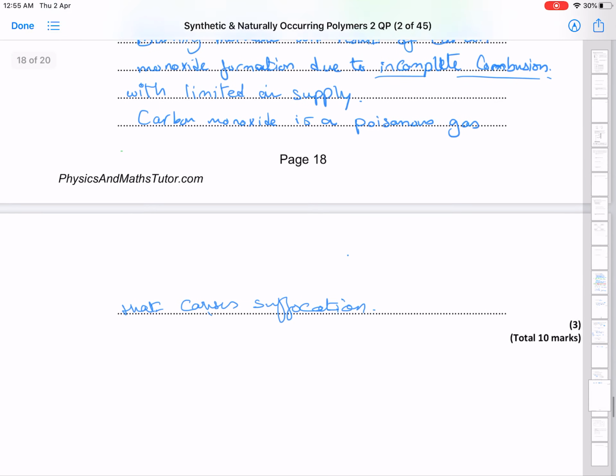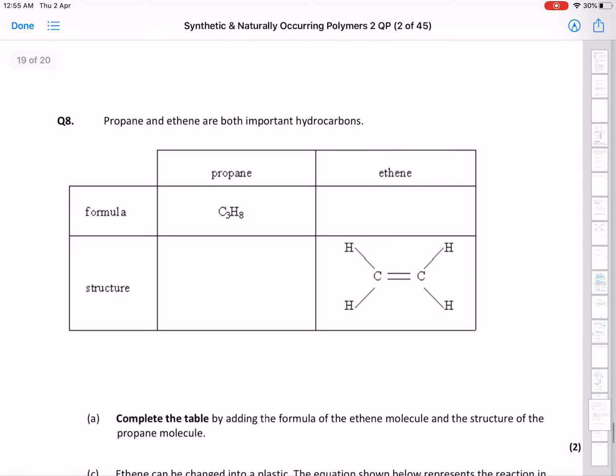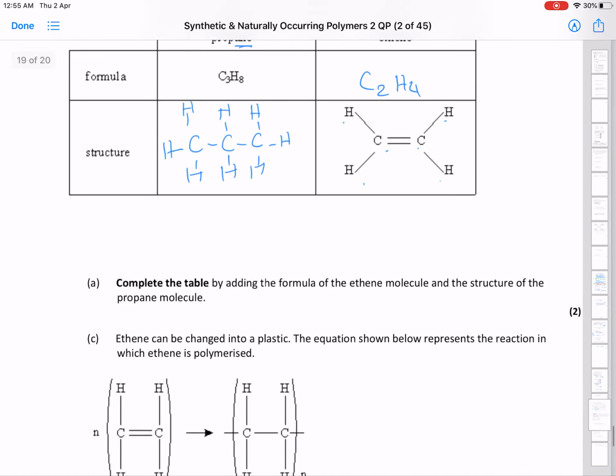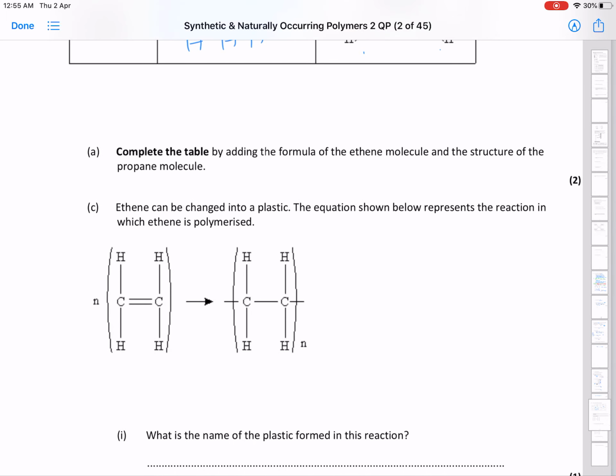All right, okay. Let's check, what do we have here? That's the last question over there. Propane and ethene are both important hydrocarbons. That's very easy. This is the formula of propane. They want you to draw the structural formula of propane. That's an alkane. So I'm just going to draw the three carbons over there and just fill the hydrogens around. Each carbon should have 4 bonds. That's it, we're done. And then the ethene is, as you see, C2H4, that's it. Then complete the table by adding the formula of ethene molecules and structure. Okay, we're done with this part.